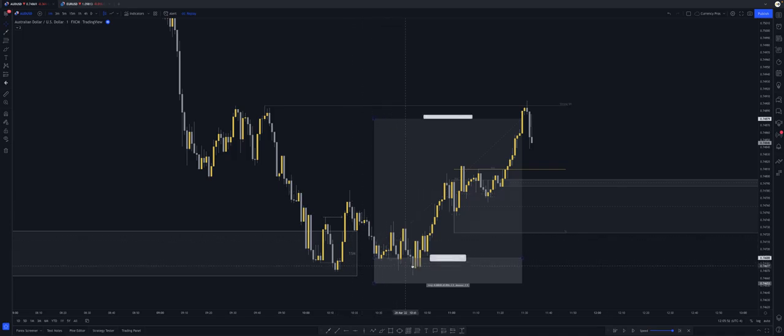Price came back down, mitigated that refined demand zone that was right about here. Yes, we pierced through it just a little bit, but the stop loss was healthy enough to accommodate for that. And price continued with bullish momentum, creating new structure and headed towards the final take profit, which was this supply zone right here. And we actually pierced through that supply zone.